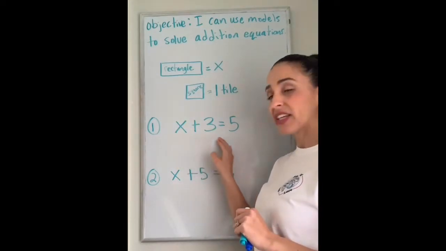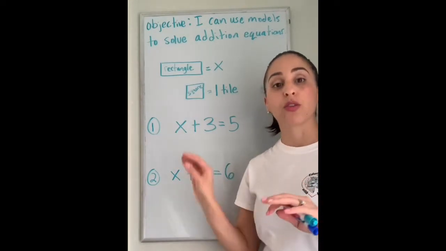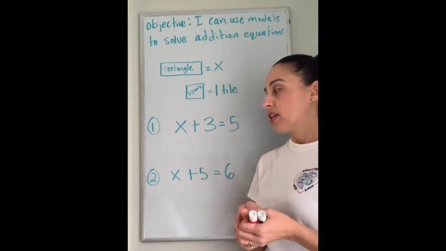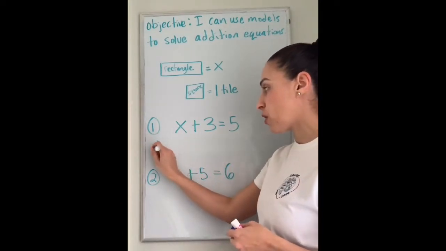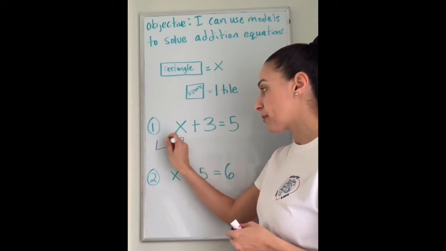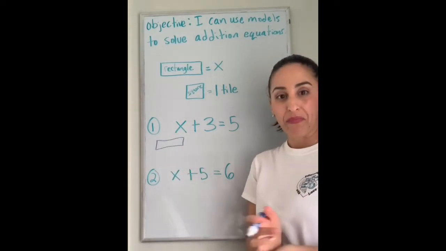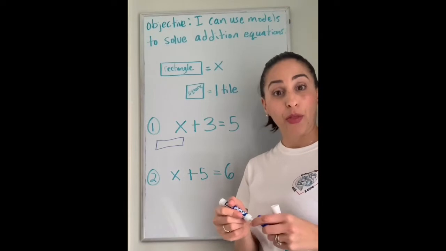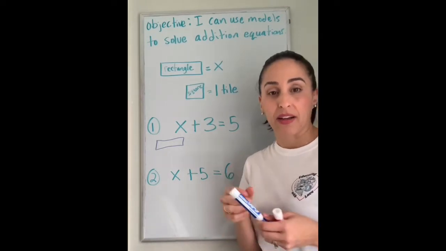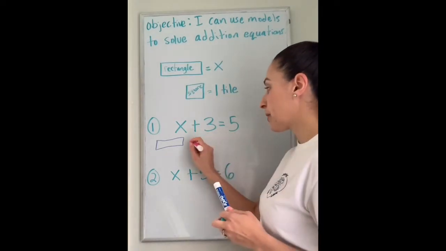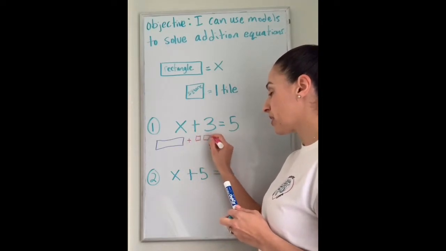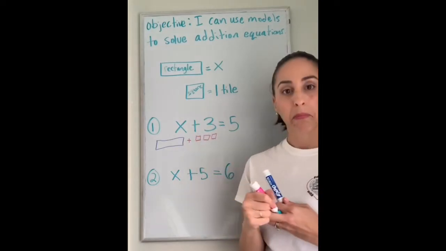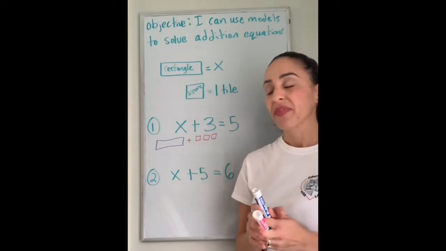So let's look at this equation and we're going to do a drawing to represent the equation. So here we go. X is going to be my rectangle. So I'm going to draw one rectangle right here. There's my rectangle. That's it. Plus three things, three tiles, okay? So let's draw those three. Plus 3. 1, 2, 3. Okay, are we good so far?